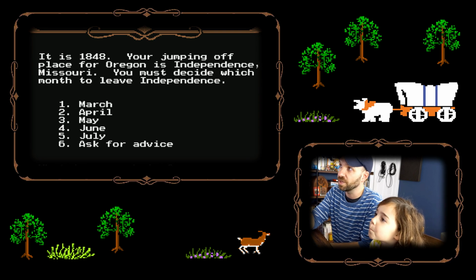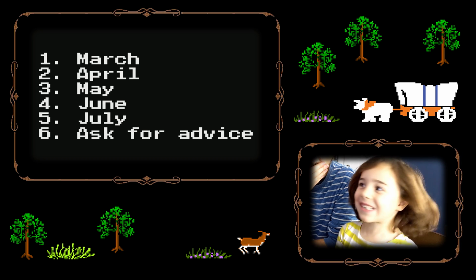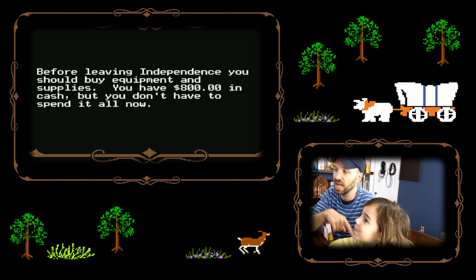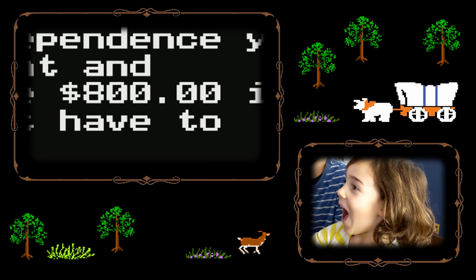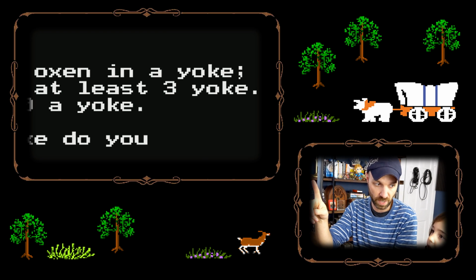It is 1848. You must decide which month to leave. March, because that's my birthday. Amazing. Hit 1. You should buy equipment and supplies. You have $800 in cash. There are 2 oxen and a yoke. I recommend at least 3 yoke. How many should we buy?